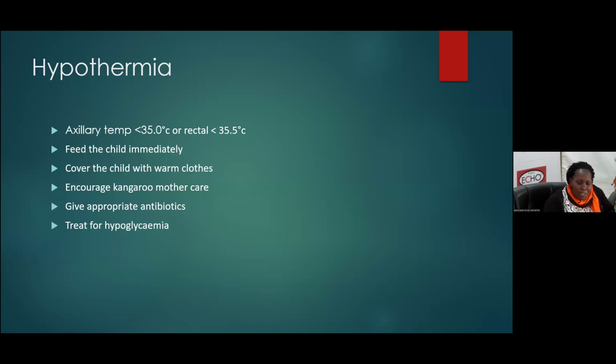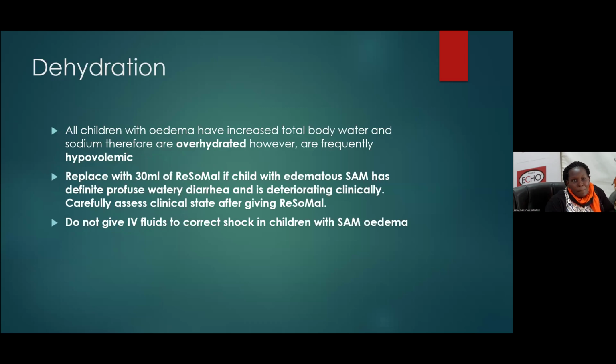For those who are breastfeeding, encourage the mother to take warm fluids so that as the child is breastfeeding, they can share the mother's warmth. Then give appropriate antibiotics and always remember to treat for hypoglycemia. Next. So the other thing is dehydration.